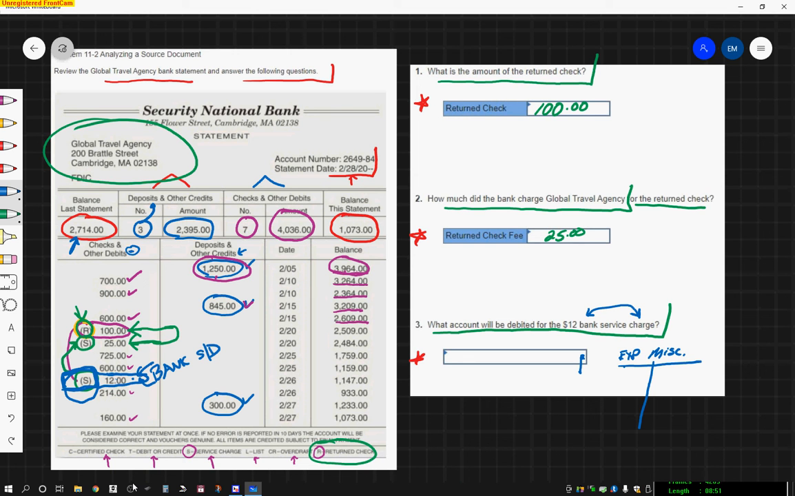So how much were they charged? What account's going to be debited? Well, we know expenses are debited, right? There's where the $12 will show up. So you would say miscellaneous expense.